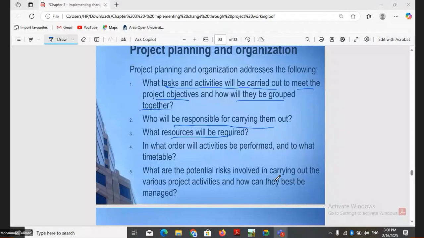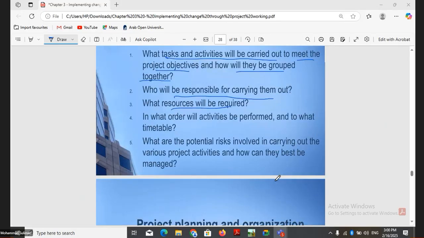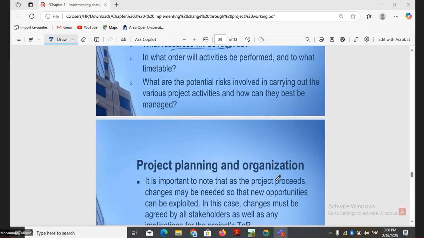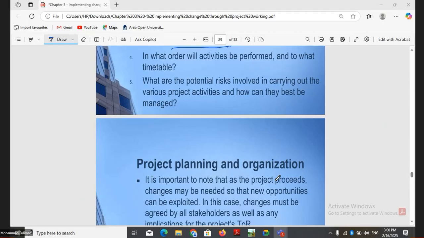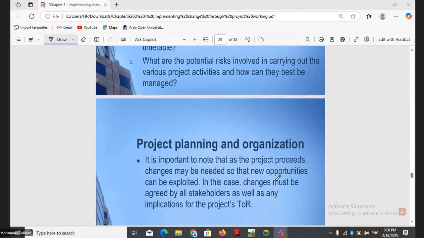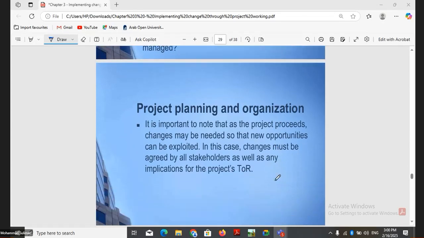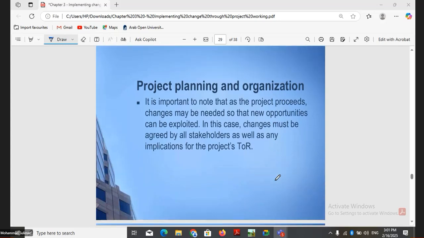Okay, it is important to note that as the project proceeds, changes may be needed so that new opportunities can be exploited. So these changes must be agreed again by the stakeholders and recorded in the TOR, terms of reference document. After the planning stage, it is the implementation stage. At this stage, all the work will come up to create the project as a reality.